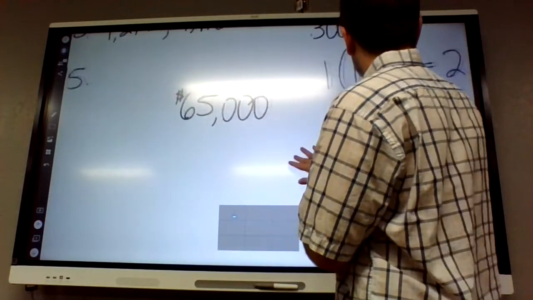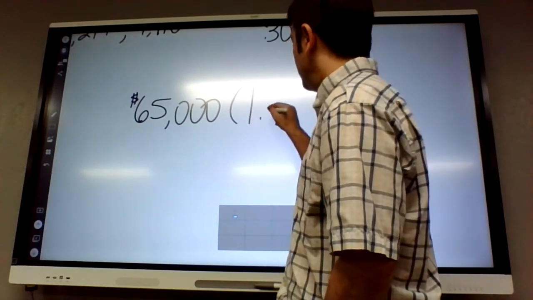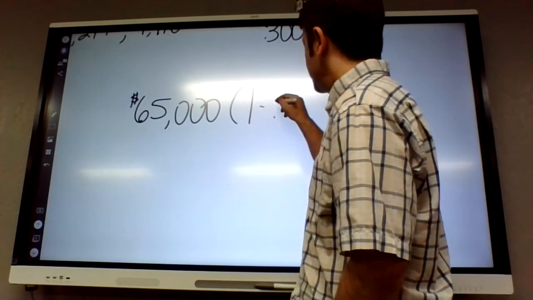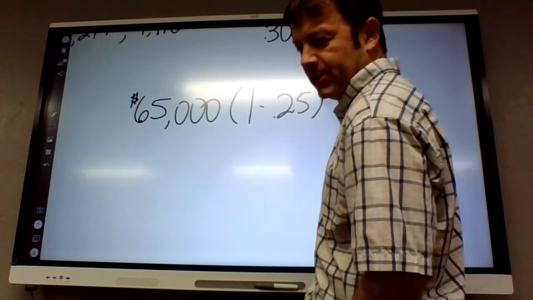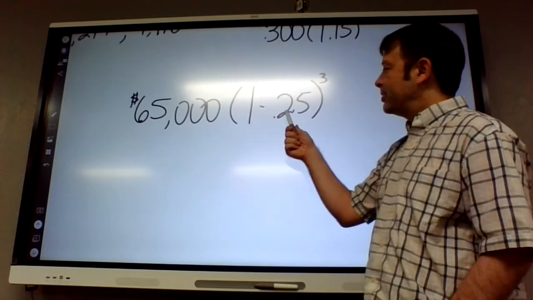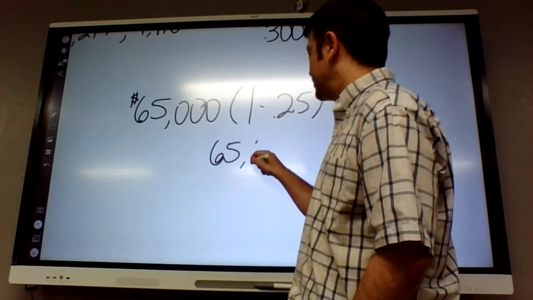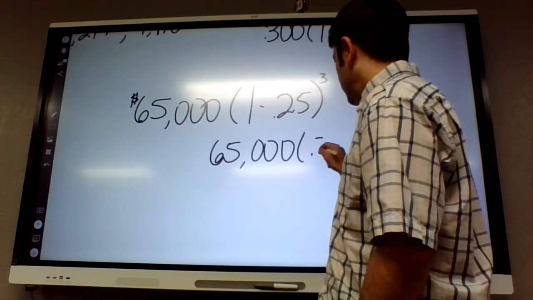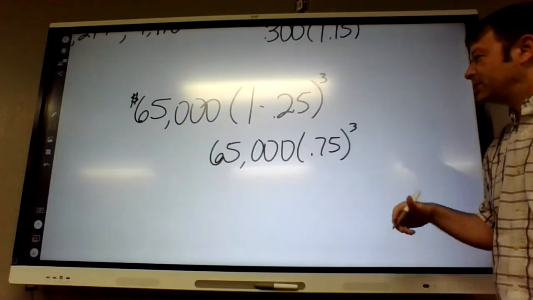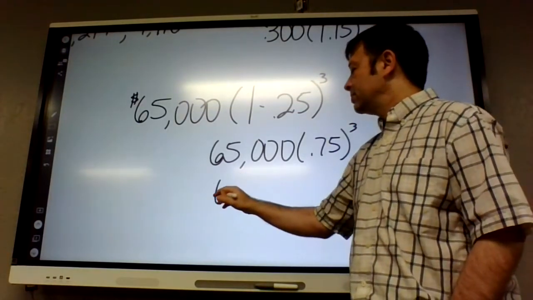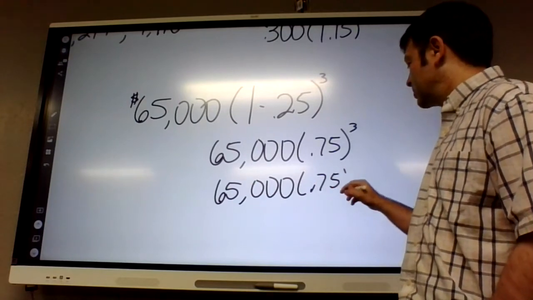So you could put 1 minus 0.25, and this is like 3 years, right? What's 1 minus 0.25? 0.75. So you could just do 65,000, 75% of that for 3 years, and then do it again for 6 years.